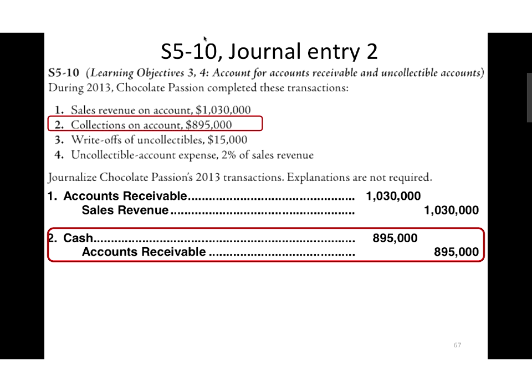Okay, so again, the second entry, a very, very standard entry, and that would be another one I'd have in my list of useful journal entries. This is one that you're going to see fairly often. If we collect on account, we're getting cash, and we're reducing the accounts receivable.